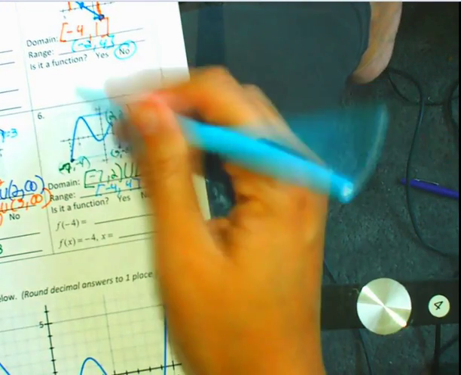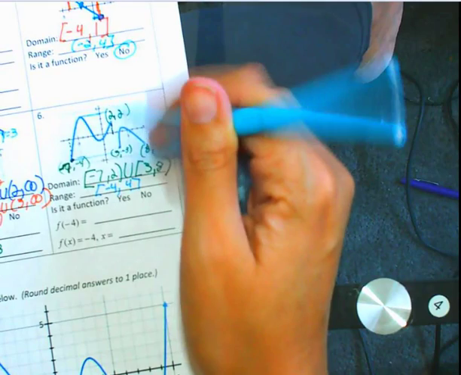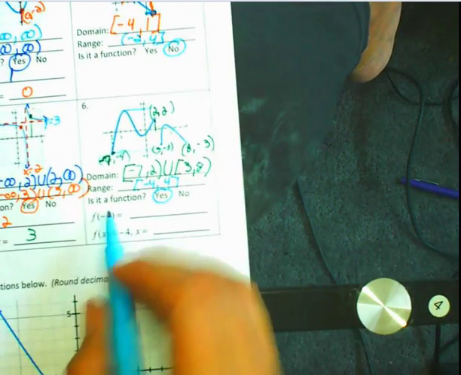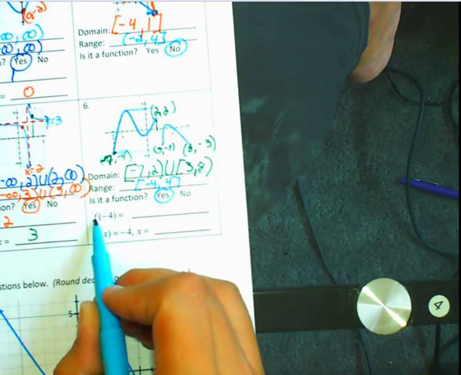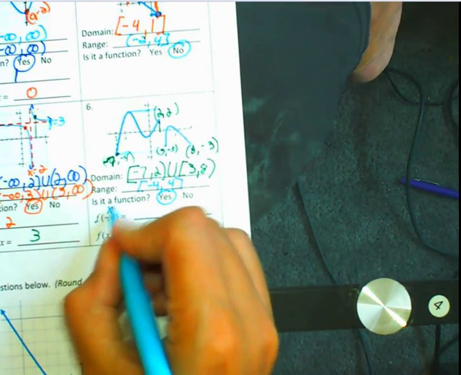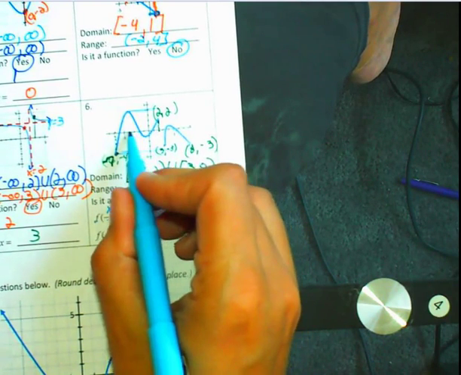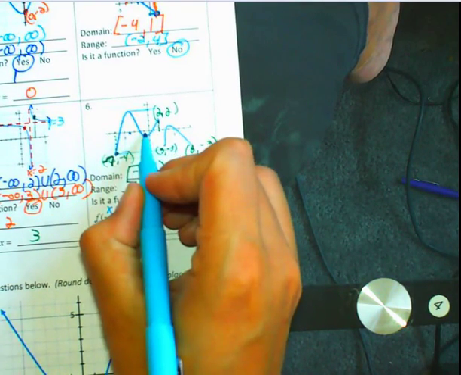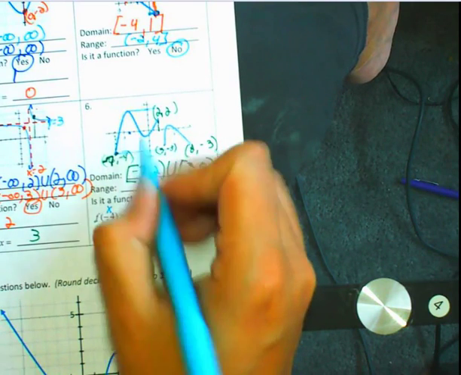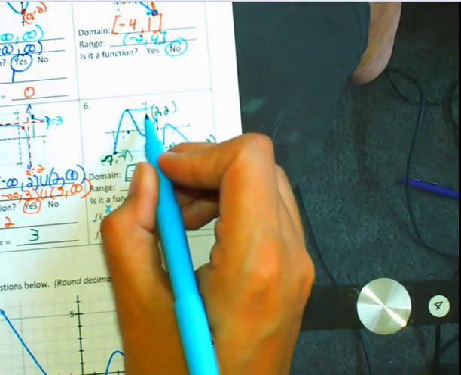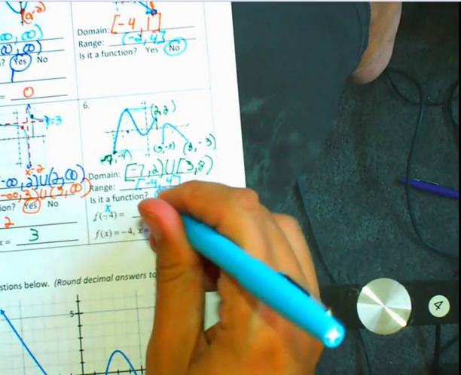Okay, if we do a vertical line test, this is a function. All right, and then let's take a look here. We said f of -4, so that's saying where x equals -4. So x is -4. What is my value of y? So where x is -4, my value for y is 4.